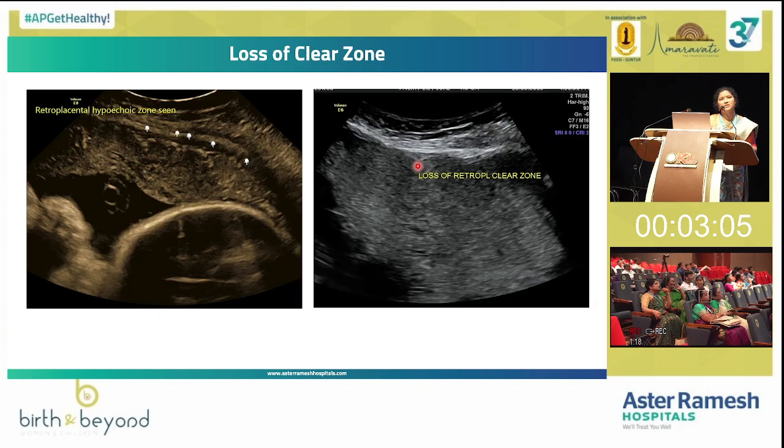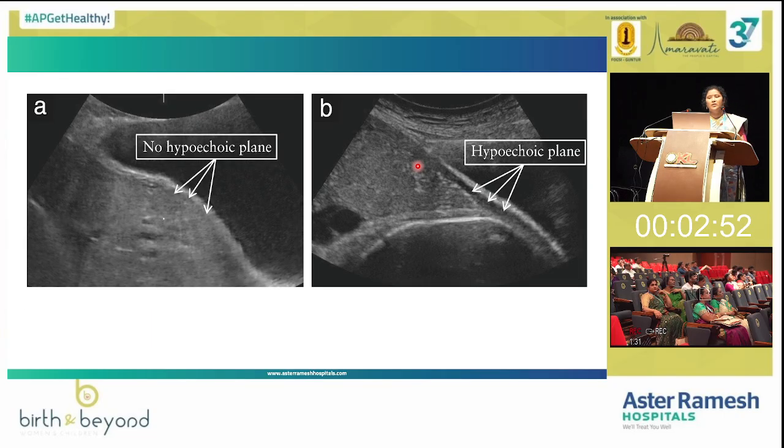In the 2D, first is the loss of clear zone. Normally, you will have a retroplacental hypoechoic plane. If that is lost, then we may suspect accreta. Here you can see the hypoechoic plane, but here it's not there.